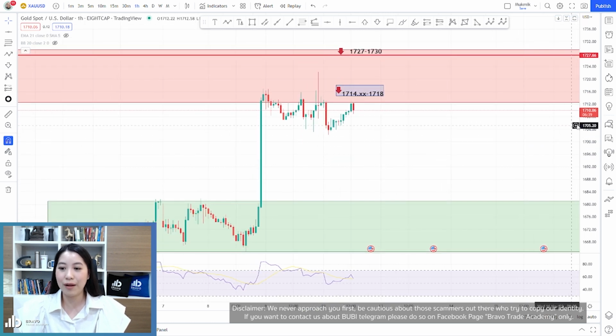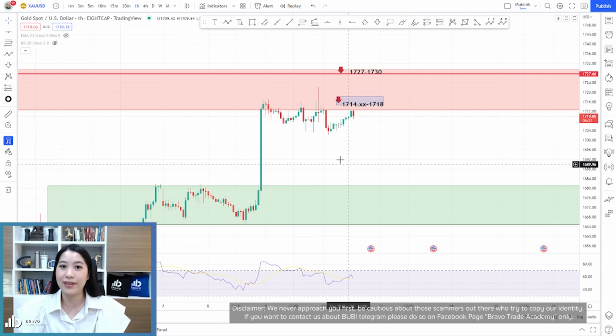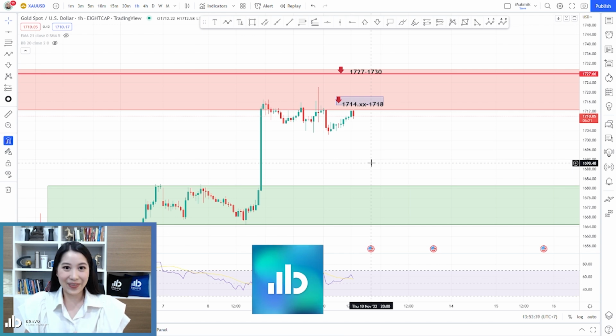What about the buying plan? We have the demand zone here, but it is going to be a long way. So I would suggest focusing more on the selling side first, since we are in the supply zone in a very big time frame. That's the plan for today.